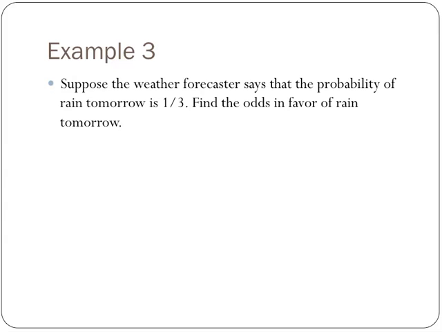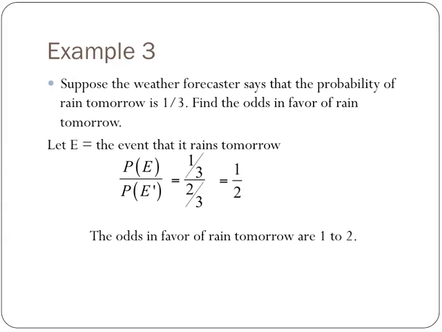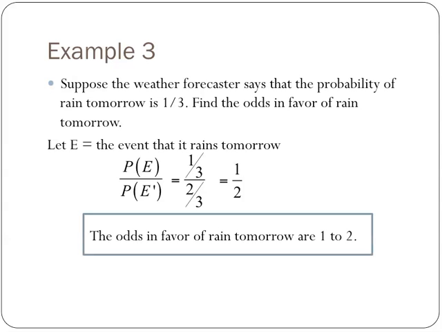Just so that we have some notation going on here, I'm going to call E the event that it rains tomorrow. Now I want to find the probability of E over the probability of E prime. Well, what's the probability that it rains tomorrow? That's 1/3. What's the probability that it does not rain tomorrow? That's 2/3. And dividing those, we end up with 1/2. So the odds in favor of rain tomorrow are 1 to 2. So remember, odds are always the probability of that happening to the probability of it not happening.